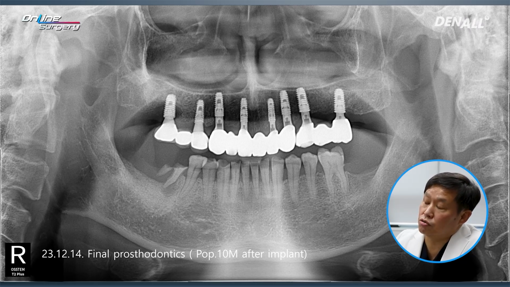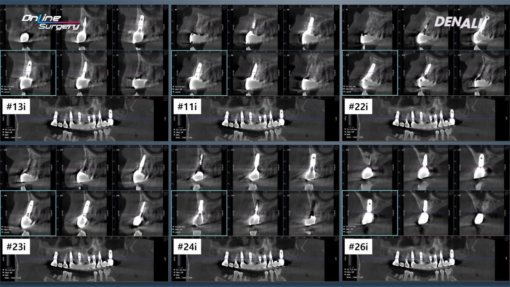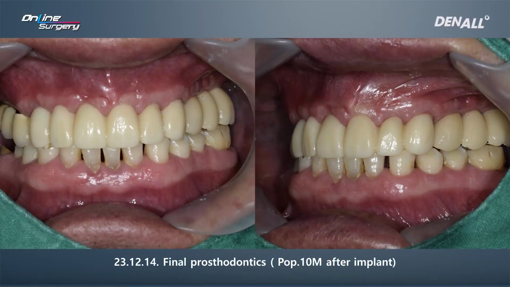for 6 anteriors, 4 implants in the anterior zone were utilized, and this is the posterior side. On CT, after 10 months, labial wall was nicely maintained, and final prosthesis was delivered. Anterior and posterior implant prosthesis.